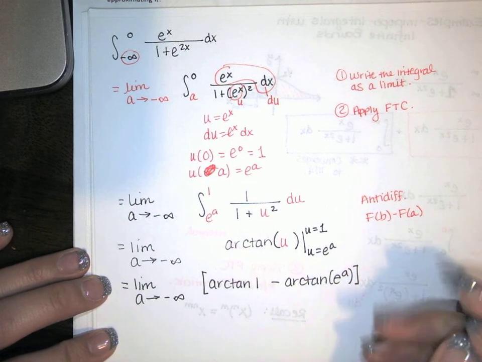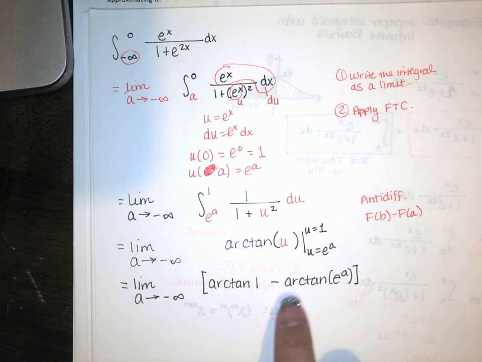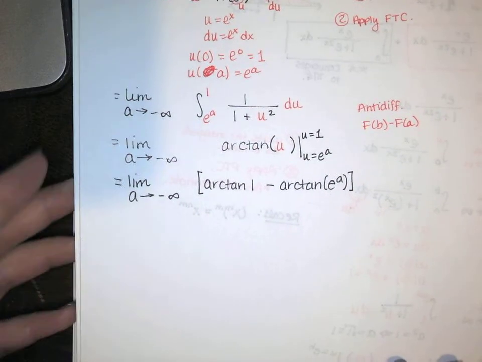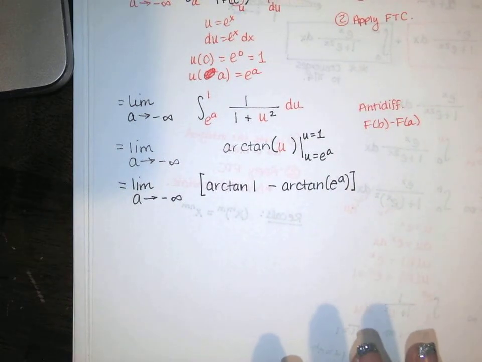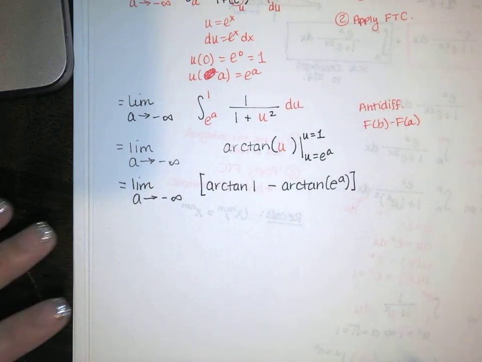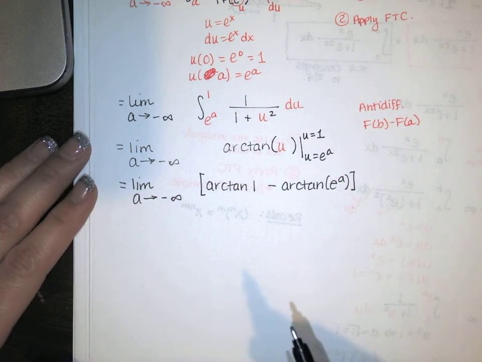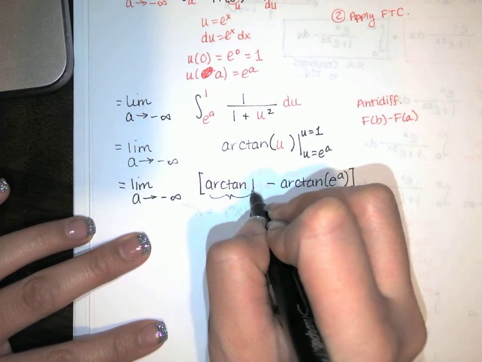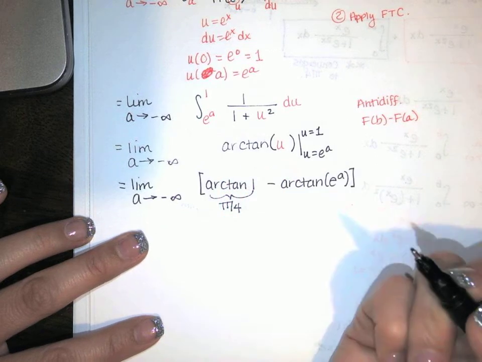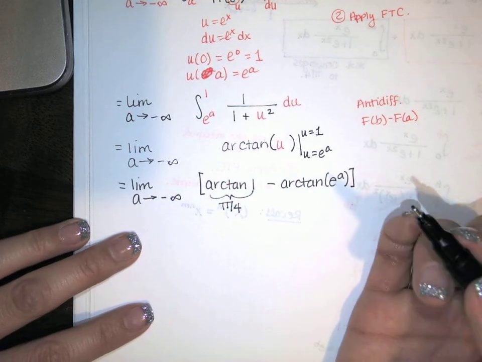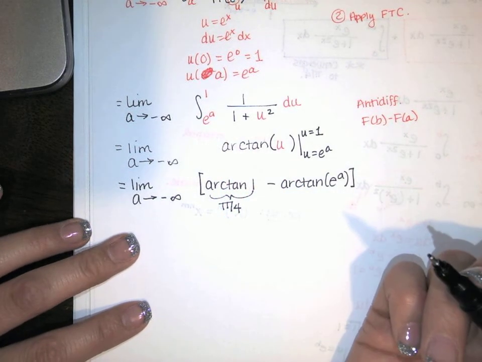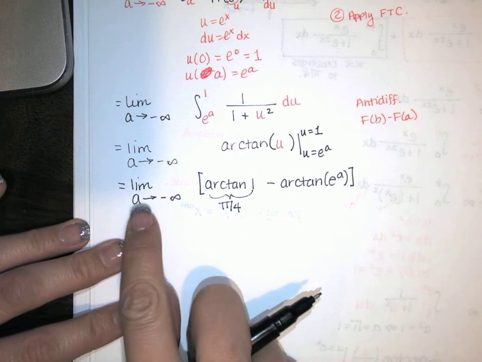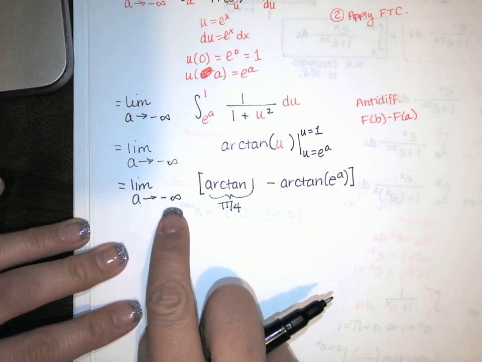Careful here, guys, that is not pi over 2. A lot of students want to say it's pi over 2. You've got to think this through. I know it looks a lot like the last one, but it's not exactly the same. Okay, now I need to think about what happens. Arctan of 1, that hasn't changed. That's still pi over 4. Tangent of 45 degrees, or pi over 4 radians, is 1. So we're good there. But now I have to think about what happens to e to the a as a goes to negative infinity.